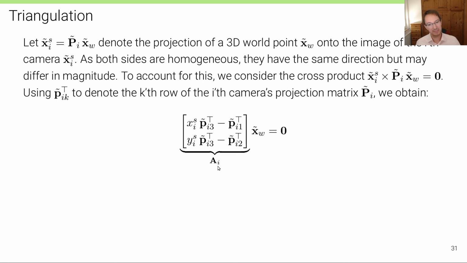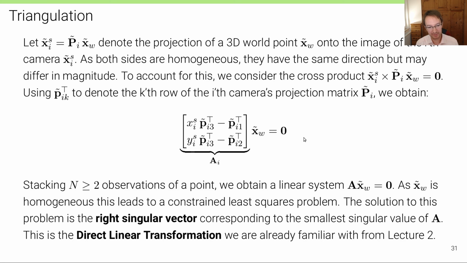So you can stack as many equations into this linear system as you like. This is just giving you 2 constraints, but you can have 4, 6, 8, and so on. So stacking n equations, with n equal or bigger than 2 observations of a point, we obtain a big linear system, A x̃_w = 0. And as x̃ is homogeneous, this leads again to a constrained least squares problem, where again the solution to this problem is the right singular vector corresponding to the smallest singular value of A. And this is exactly the direct linear transform we're already familiar with from lecture 2 for homographies, but now for estimating the 3D point location.